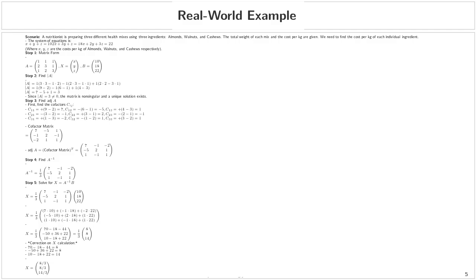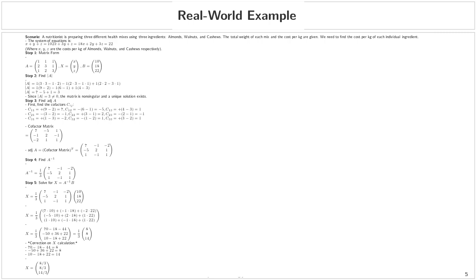For the first row, we calculate 7 times 10 plus -1 times 18 plus -2 times 22, which results in 70 minus 18 minus 44, giving us 8. For the second row, we have -5 times 10 plus 2 times 18 plus 1 times 22, which is -50 plus 36 plus 22, resulting in 8.